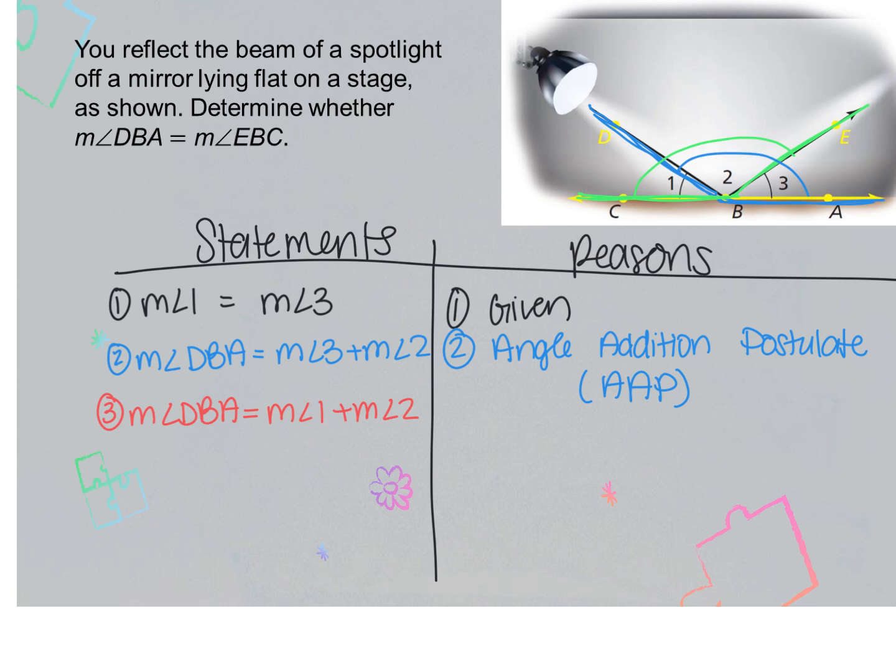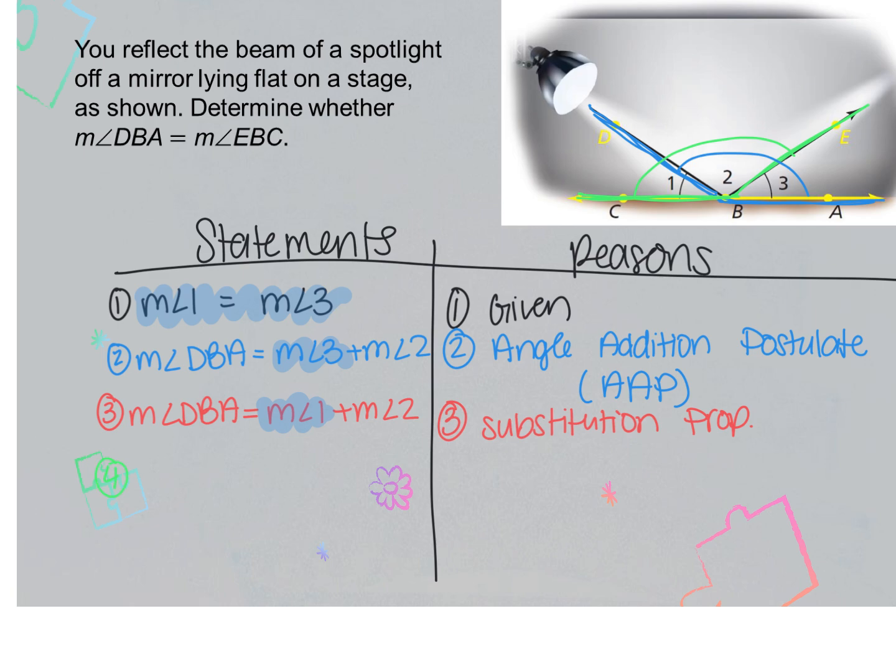I just substituted. Okay, so look at what I substituted. Because I knew that the measure of angle 1 equals the measure of angle 3, all I did was substitute it. So for that one, I'm going to go ahead and write substitution. Okay, all I did was substitute. So now I'm kind of getting on the right path. I'm kind of seeing what I need to do.